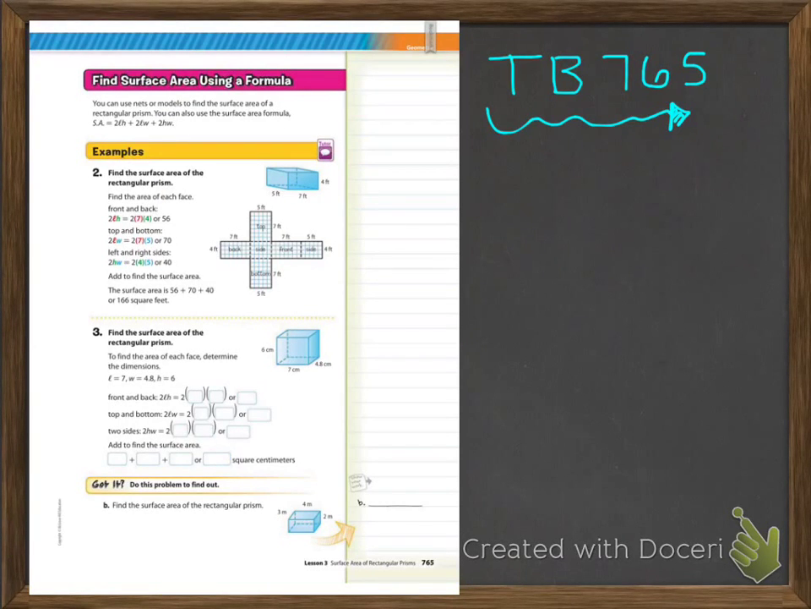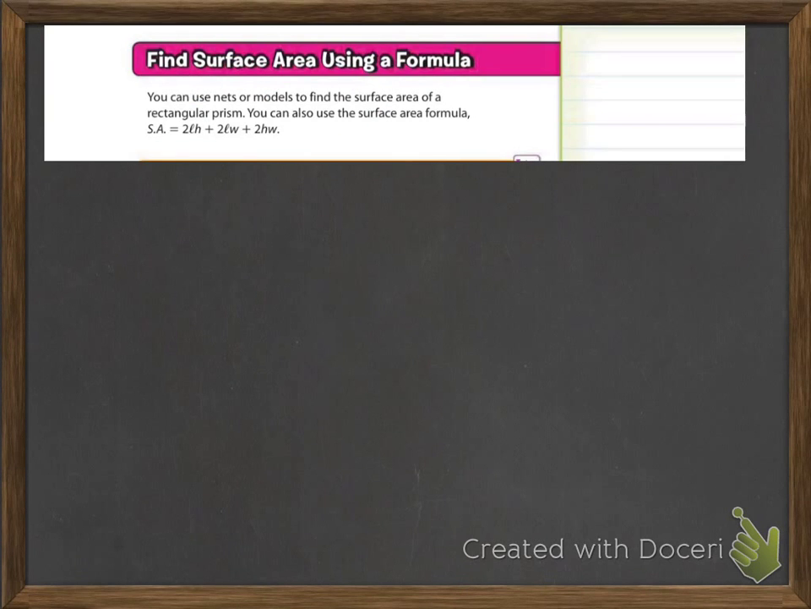So now you should be looking at textbook page 765, and it should look like at the top it'll say find surface area using a formula. So what we were showing you before, where we had the rectangular prism all cut apart basically and laid out flat, that's going to be called a net. So what you want to look at now is the way that you can use an actual formula.